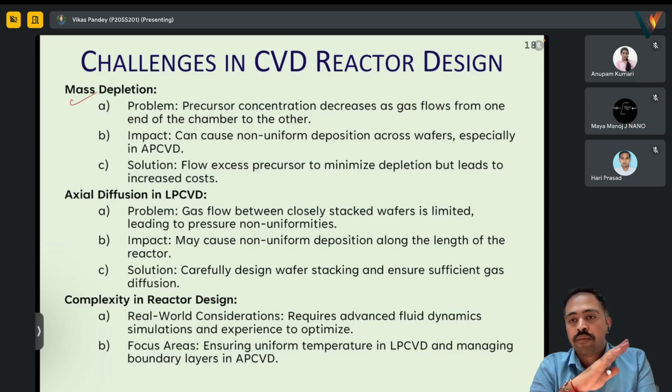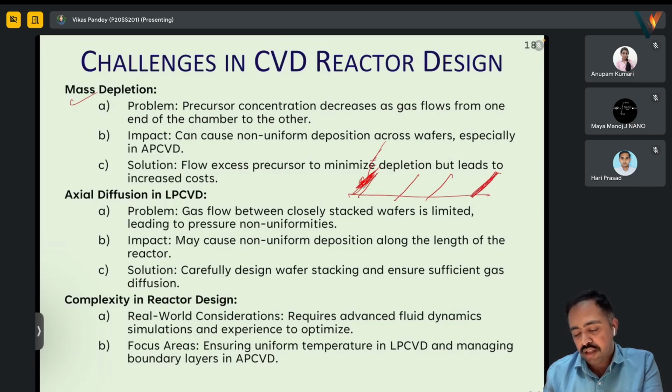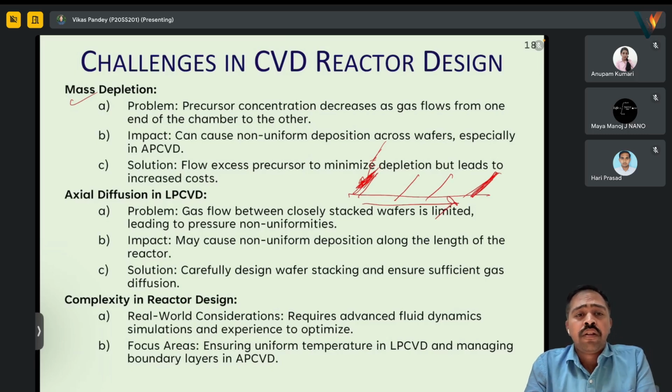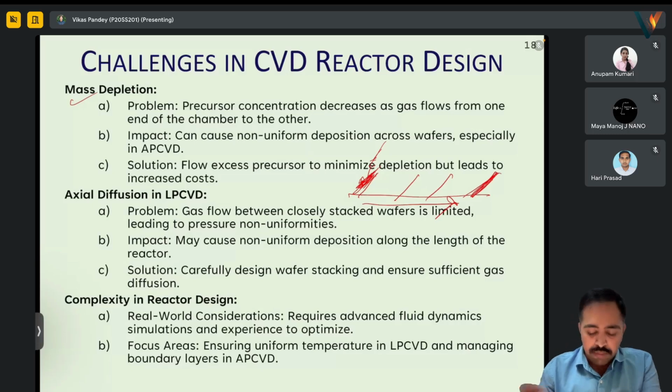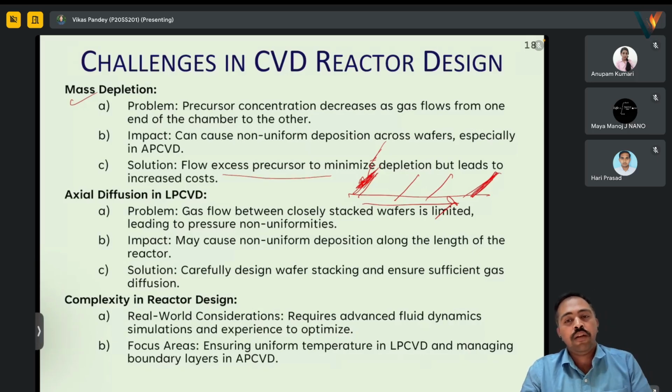So if we have some wafers like this, whatever deposition this first one is getting might be higher than the deposition at the last one, if it is in the direction of flow. So what is the solution for this? To compensate for this, some excess precursors are flowed, more than required, but this will actually lead to increased cost.